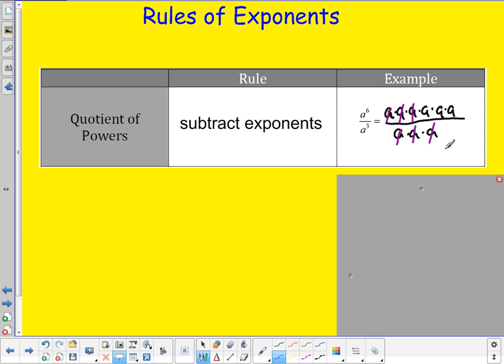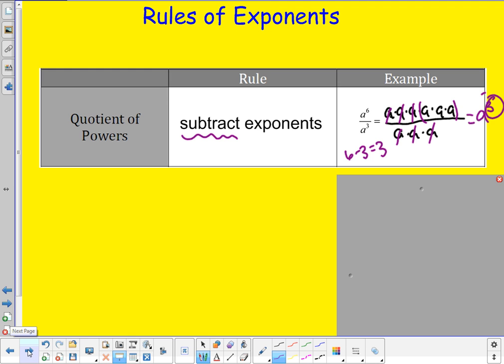So after I simplify everything that I can, take a look at what's left. I have a times a times a on the top. I've gotten rid of everything on the bottom, and I'm left with a to the third power. Well, that's where we get into subtracting those exponents, because when I look at this, 6 minus 3 gives me 3, and that's where my third power comes from. So dividing powers means subtract the exponents.